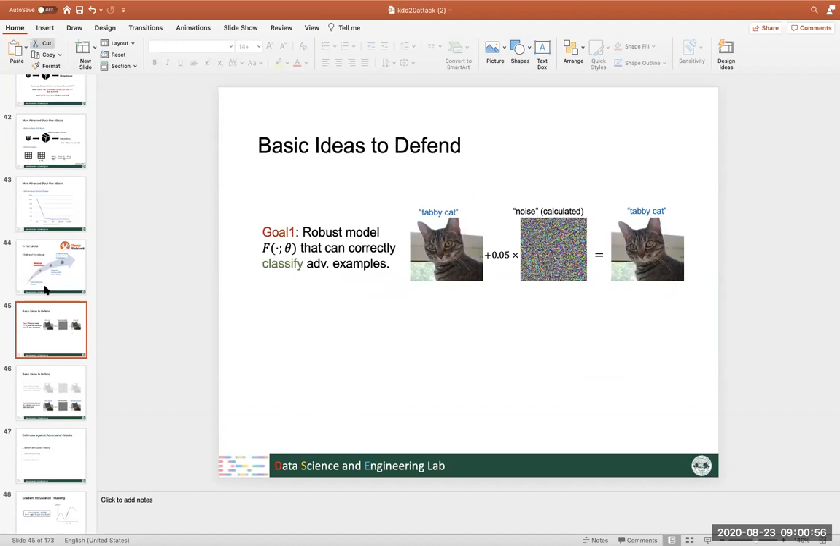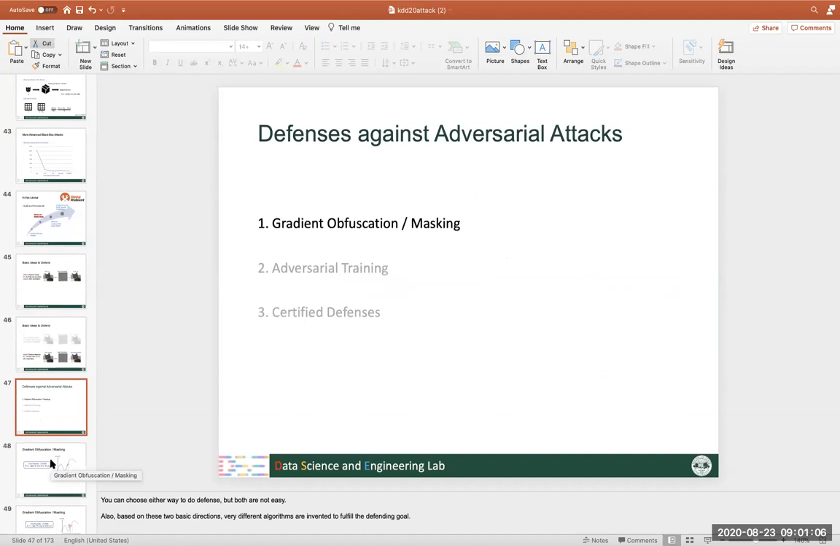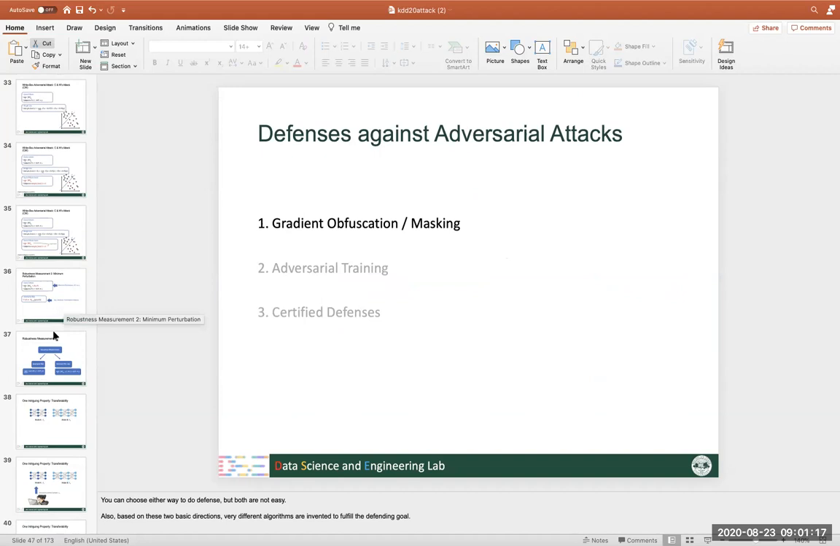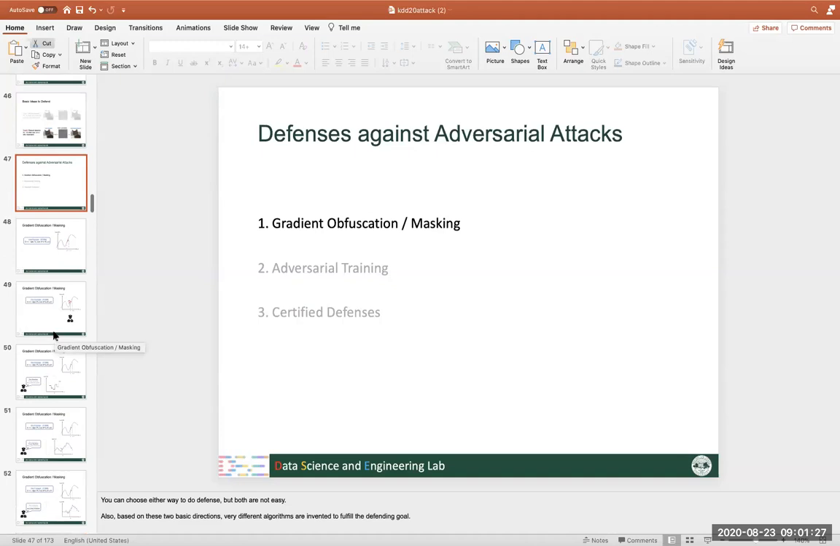Yes. So one thing I want to mention is that the defense methods that we are talking about today only concentrate on defending against attacks during test time. So we don't talk about the defenses against poisoning attacks, where you change the training data. We just talk about defenses against attacks during test time. Test time, yeah. Okay, got it.